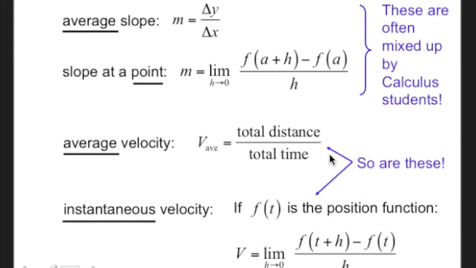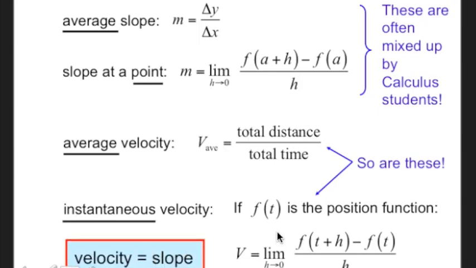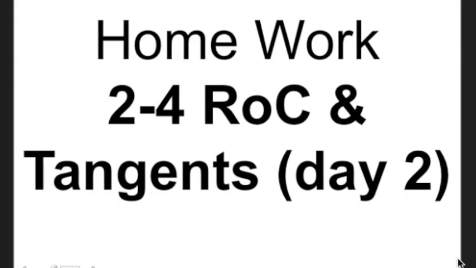So these are often mixed up as well. Again, think average, you have to have 2 pieces of information. Instantaneous, we only need 1 piece of information. And again, velocity equals the slope. So at this point, since we've gone through both of those examples, you should be ready to start on the homework for day 2.